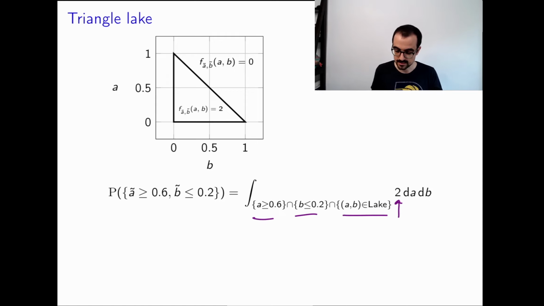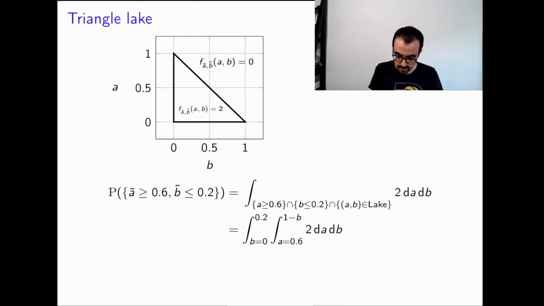This is the same as integrating b from 0 to 0.2, so we're integrating b like that. And at the same time, we're also integrating a. And with a, we have to be careful, right? Because we're integrating from 0.6 upwards, but we're going to hit this line here.